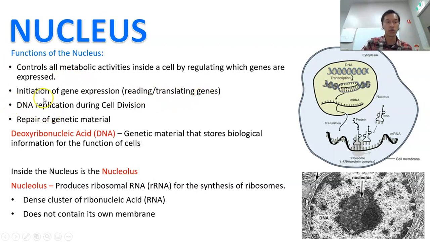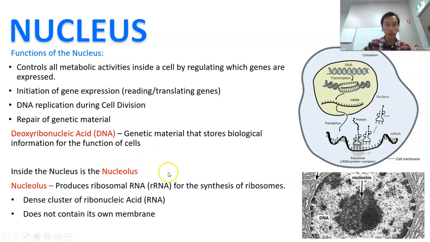It is also the place where DNA replication during cell division occurs, which we will look at in chapter 3, and then also the site where repair of genetic material occurs, right? This genetic material is in the form of DNA, deoxyribonucleic acid, which stores biological information for the function of cells, right? So here's a diagram of how that all looks, right? Your DNA gets read in the process called transcription, and then it's kind of like photocopied into a molecule called mRNA, and then that mRNA goes out into the rest of the cell to be used as instructions for the particular function of those organelles, which we will look at in a second.